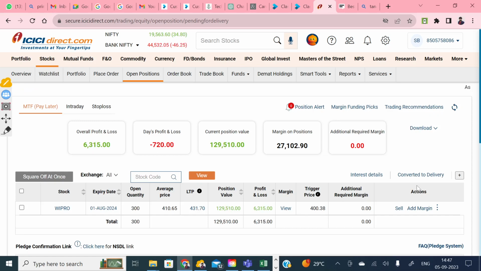Good afternoon, guys. In this session, we are going to discuss the difference between positions and holdings, because 90% of people don't know the key differences between positions and Demat holdings. It means what are the different securities that we hold in a Demat account, and what are the different trades or positions that we hold in a trading account, and what are the key differences between both.